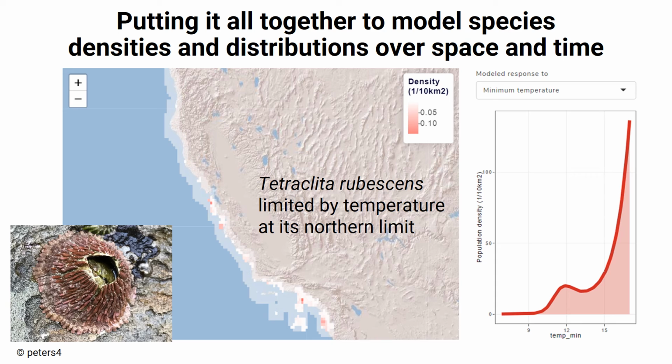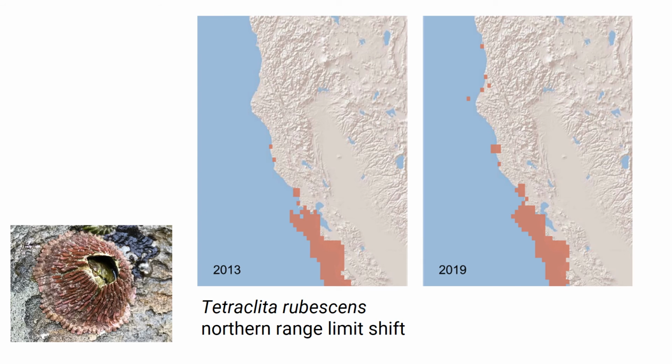In this example here, we show that the pink volcano barnacle is found in higher densities in warmer waters and is therefore limited by minimum sea surface temperature at its northern range limit. As a result, our models also estimate that in recent years, the species has experienced a northward shift in its northern range limit on the California coast.